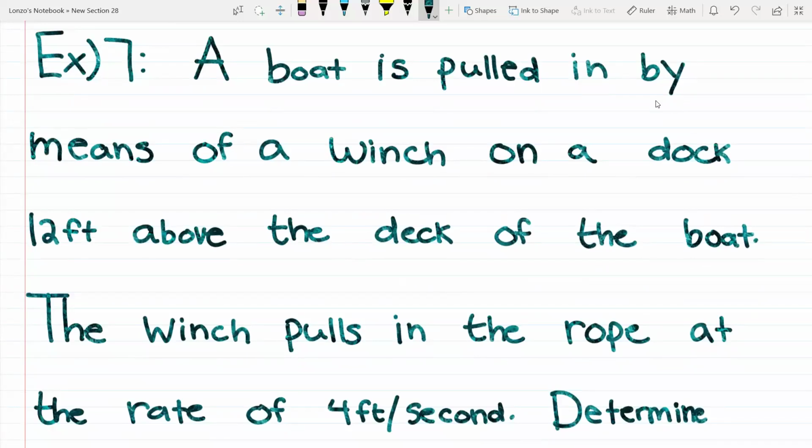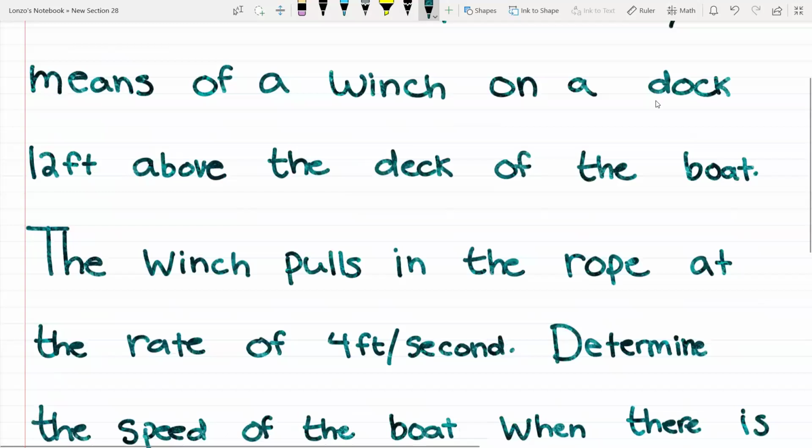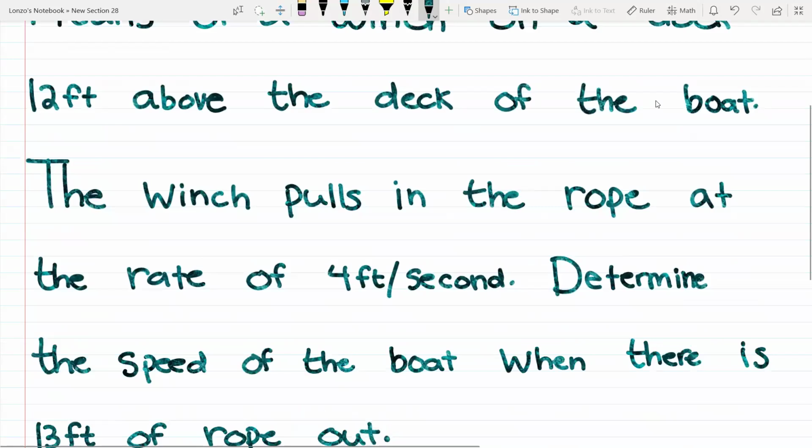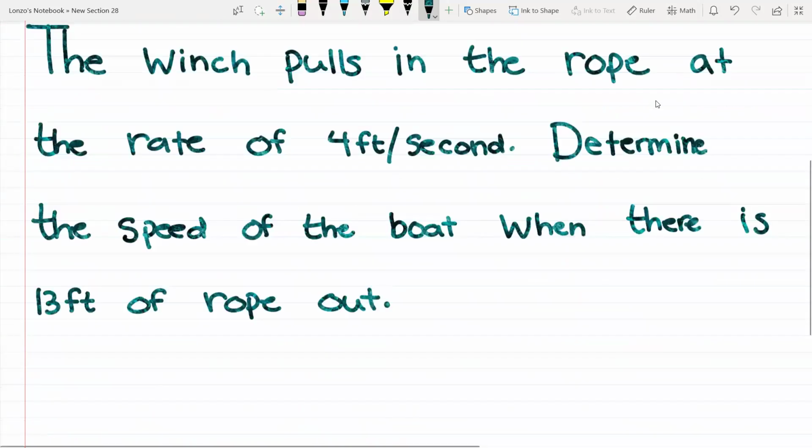So example 7 says a boat is pulled in by means of a winch on a dock that is 12 feet above the deck of the boat. The winch pulls in the rope at a rate of 4 feet per second. Determine the speed of the boat when there is 13 feet of rope out.